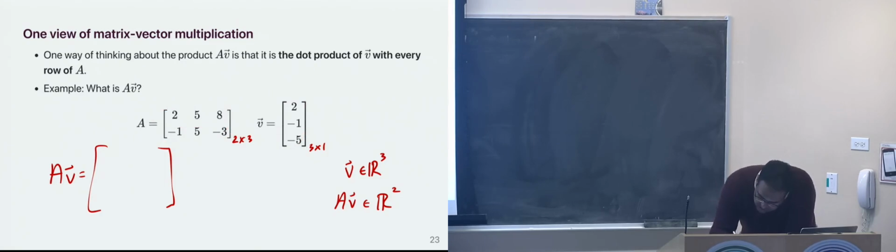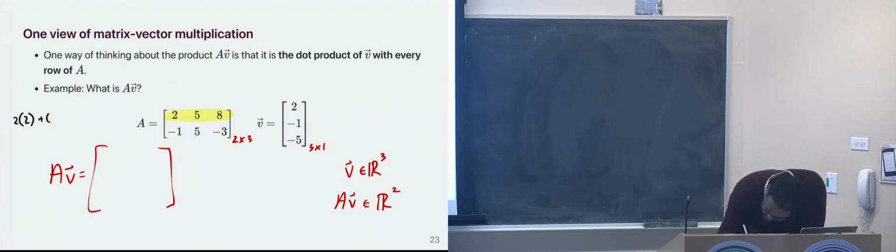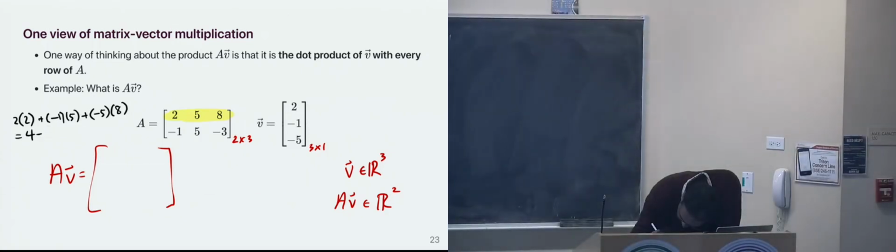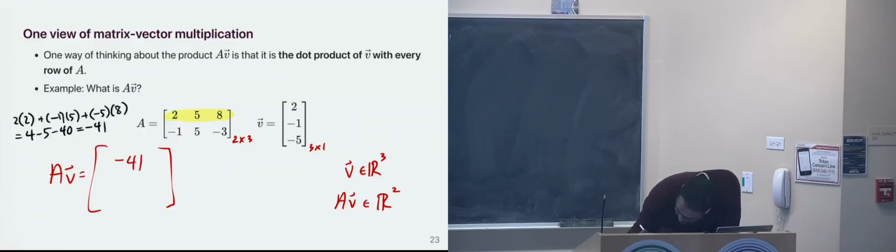So, what's the first of those dot products? Well, it involves taking the dot product of 2, -1, and -5 with 2, 5, and 8. What is that number? Well, it's 2 times 2 plus negative 1 times 5 plus negative 5 times 8. Okay, this looks like 4 minus 5 minus 40, which looks like negative 41 to me. Okay? And that came from here.